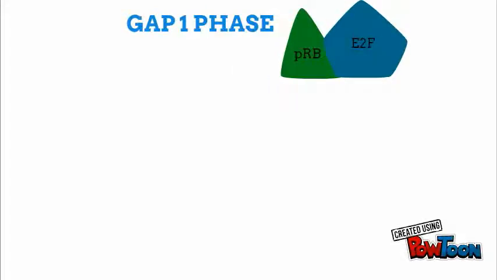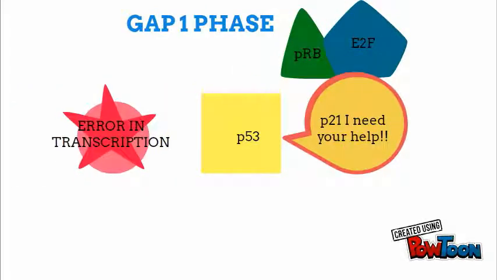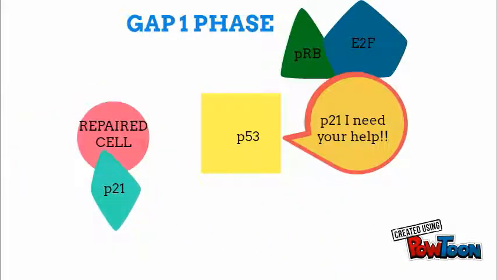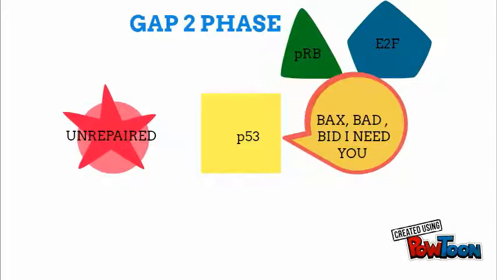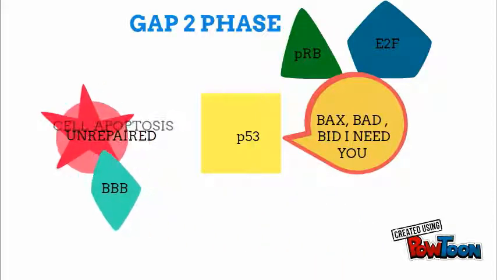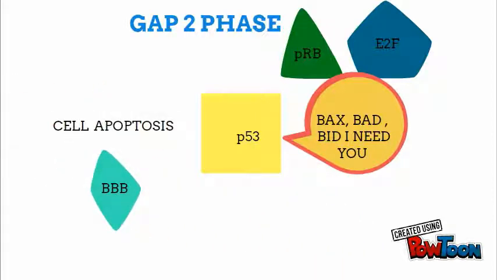During the gap 1 phase, when PRB is bound to E2F, p53 signals p21 to perform the DNA repair functions. Following the synthesis phase, gap 2 phase happens, and p53 will once again show up. When p53 detects that the damage was not corrected, it will signal the pro-apoptotic factors BAX, BID, and BIX to induce programmed cell death, hence mutation is averted.